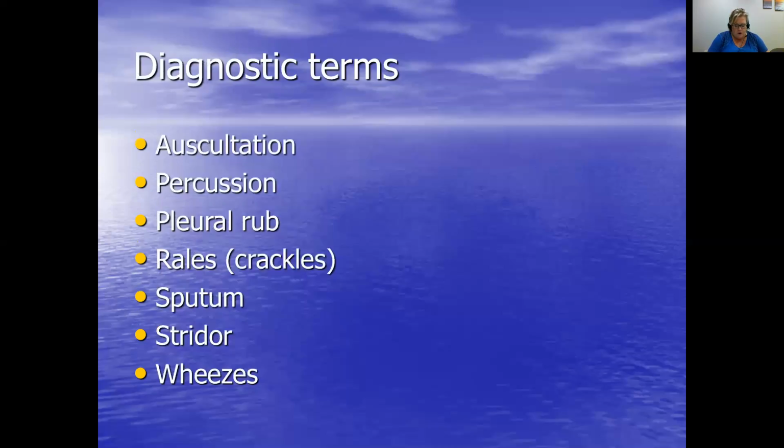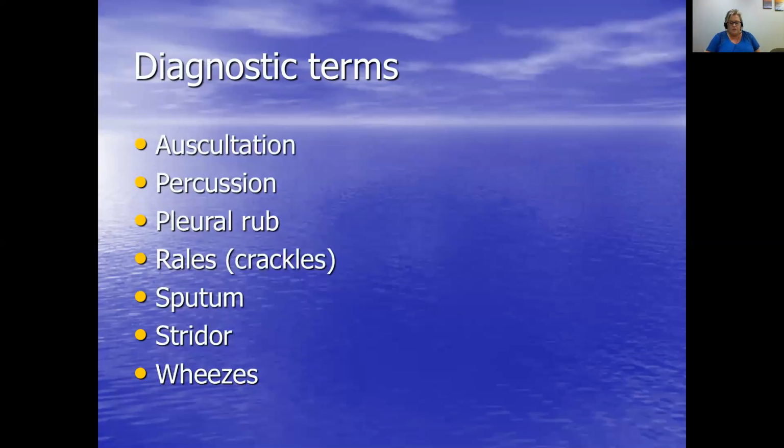Go ahead then and mark sputum. Sputum is material expelled from the bronchi, lungs, or upper respiratory tract by spitting. If it's pus containing, it's called purulent. Also, I have them listed on the page, but only mark the ones that I'm telling you to highlight or to note.